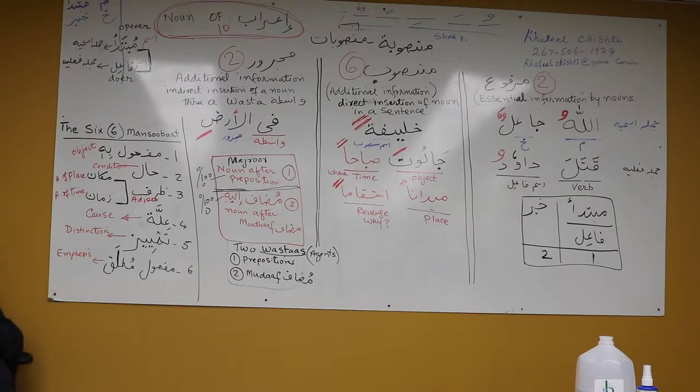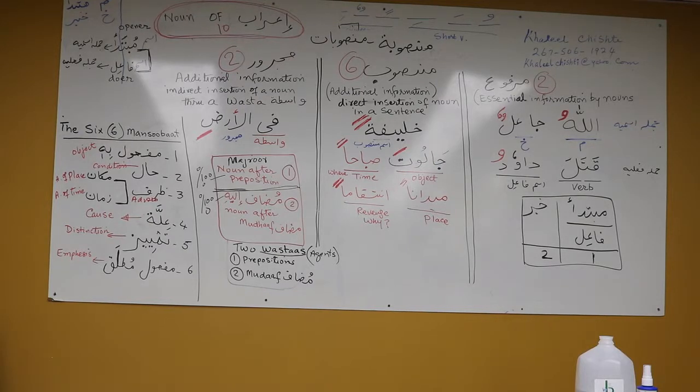Yes, Muhammad. So marfu'a are the mubtada or fa'il or khabar. And then mansub, the six mansubat are maf'ul bihi, hal, dharf makan, dharf zaman, illa, tamyiz, maf'ul mutlaq. And in majrur, the two cases are nouns after prepositions and mudaf ilayh.